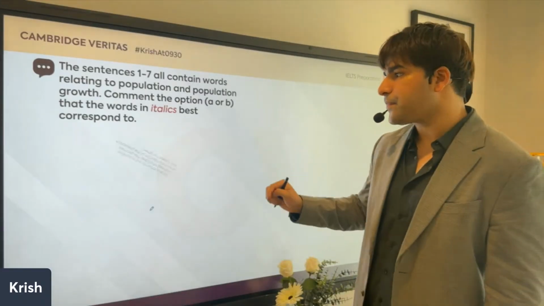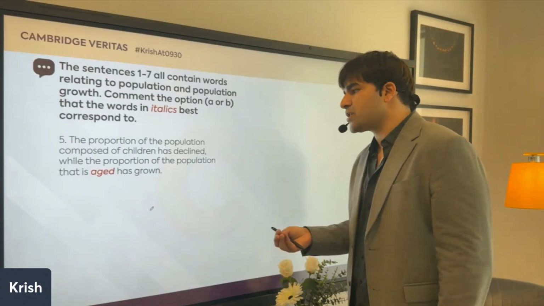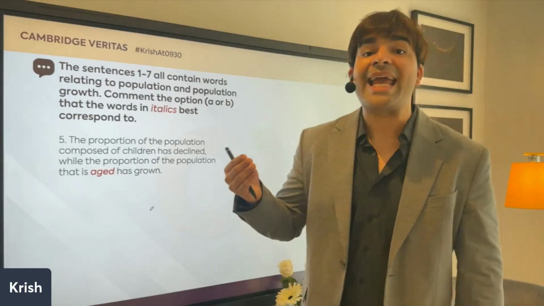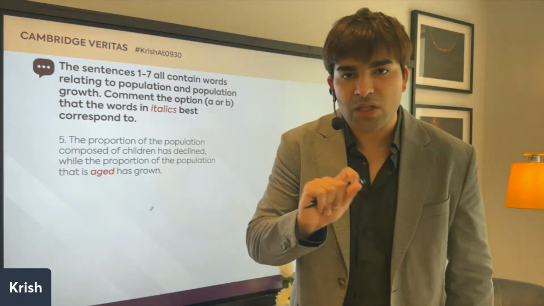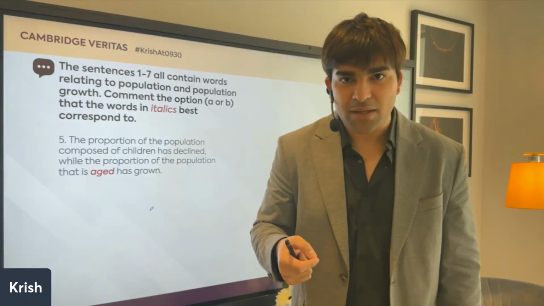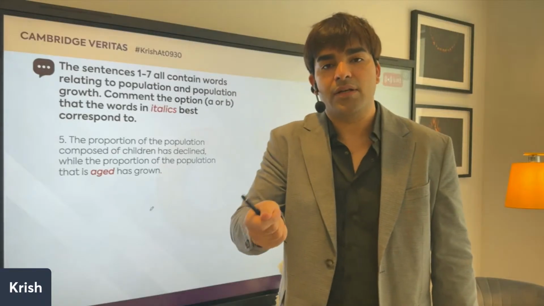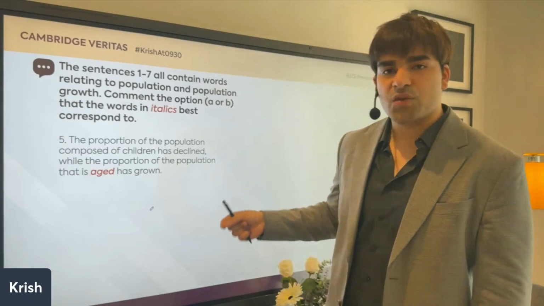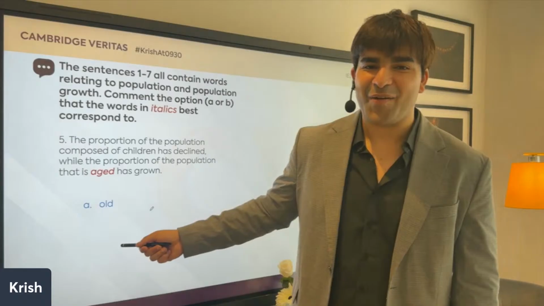Number 5, the proportion of the population composed of children has declined, while the proportion of the population that is aged, or it is used here as an adjective, so you pronounce it not as aged, you pronounce it as aged. One more time, repeat after me. This word here is used as a quality, as an adjective. So you don't say aged. The correct pronunciation is aged. Has grown. So, what is the meaning of aged here? Is it old or is it young?